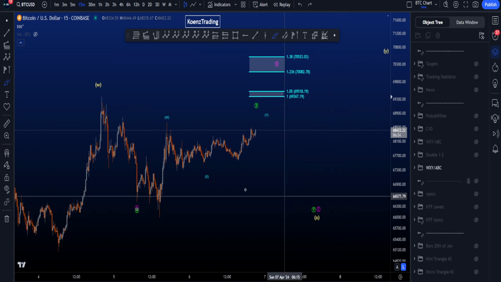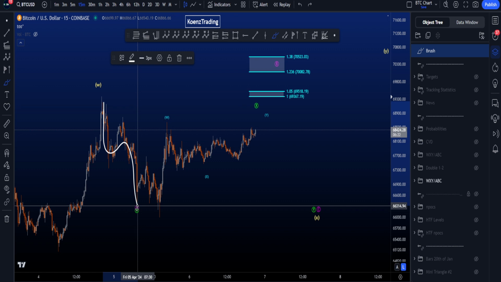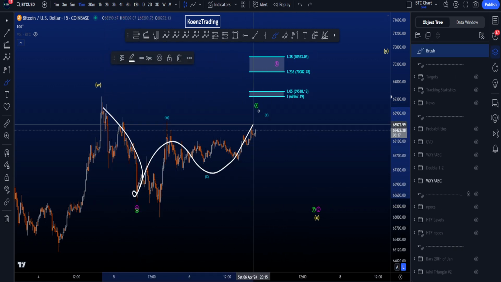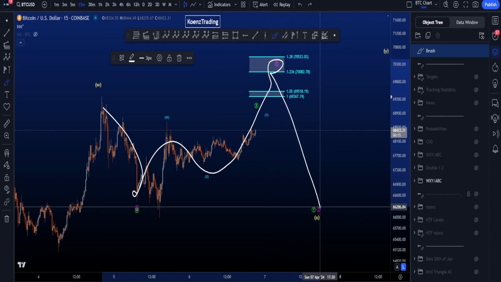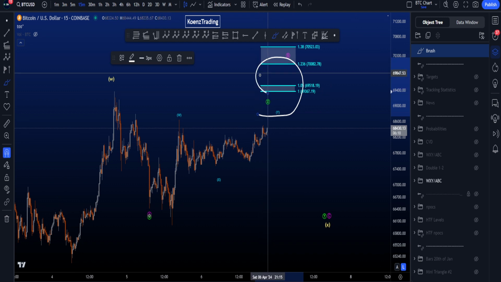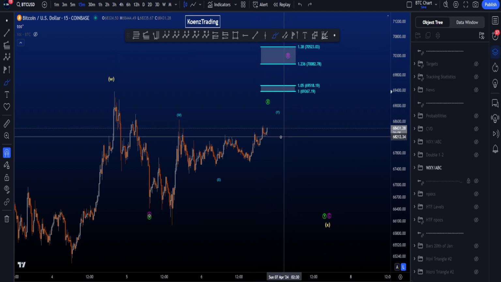we are looking for a three-wave corrective structure in either a wave W, X, and then a wave Y, or a bigger wave A, complex structure in a wave B, and then a wave C to the downside. So in both scenarios, we would eventually top out and expect a move towards the downside.